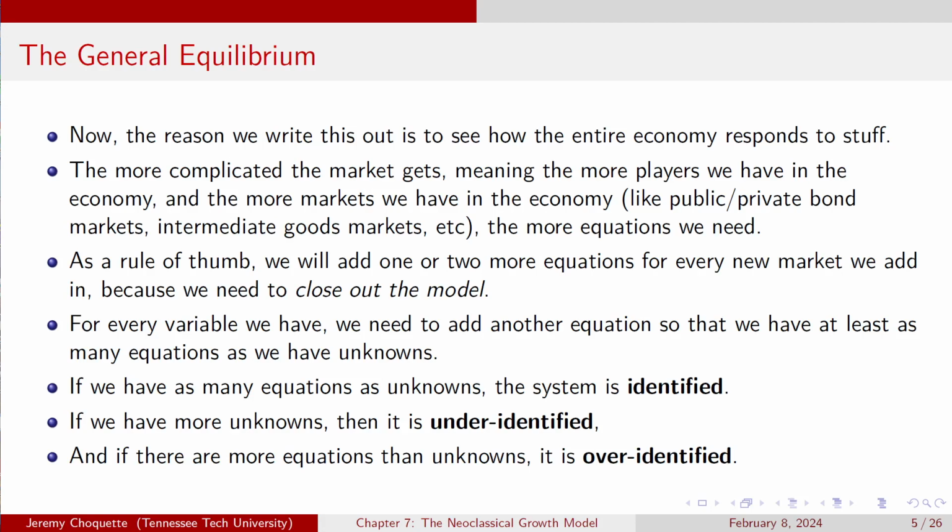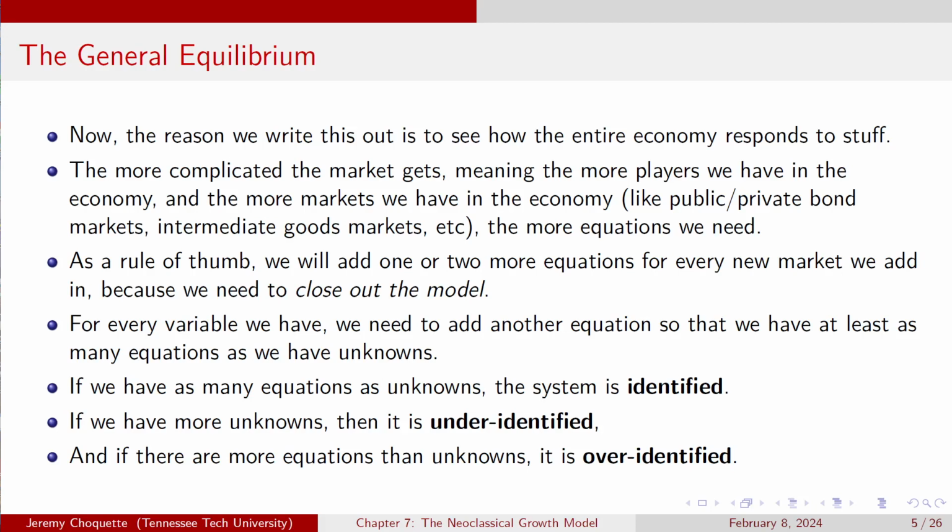solved for. So if we have a system with as many equations as we have unknowns, the system is what's known as identified, right? Because we can identify every single variable. If we have more unknowns than we have equations, then it's what's known as under-identified. And if there are more equations than we have unknowns, then it's referred to as over-identified.